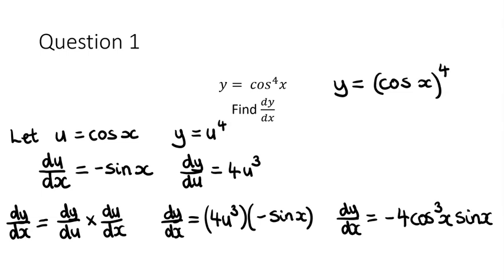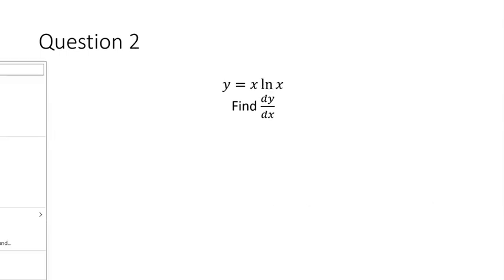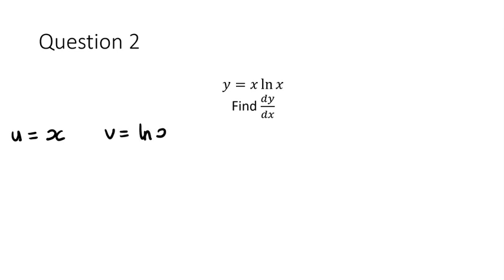So the next problem, question 2 here, is we are going to differentiate y equals x natural log of x. What we have here is a function times a function. So my first function, I'm going to call this u, is x, and my second function, I'm going to call this v, is natural log of x. So when we have a function times a function, I can't just differentiate them separately and then multiply them together. If I've got a function times a function, I need to use the product rule.